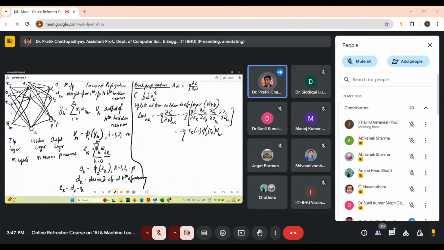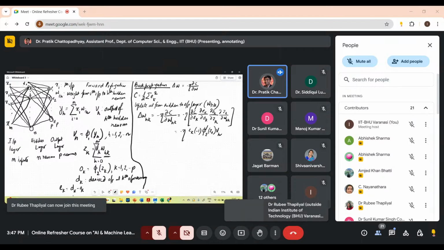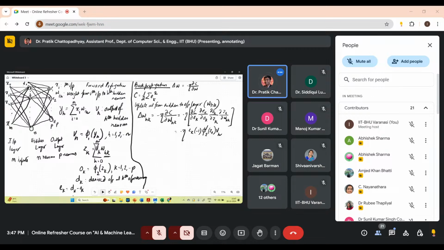So this is the weight update expression. This minus becomes plus, basically eta into EK phi 2 dash ZK into VH. If we compute this term, we add it to the previous weight, and that will give us the new set of weights. In this way we can vary H and K, and we will get the update expressions for all the weights connecting the hidden to output layer.